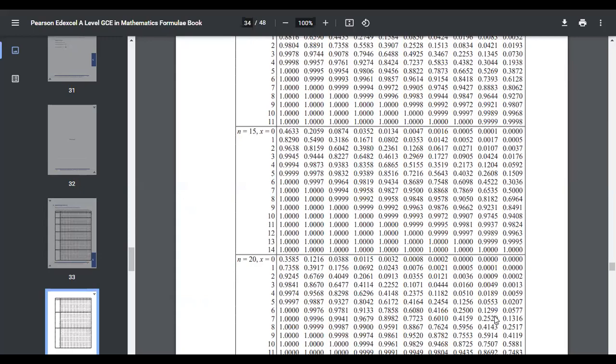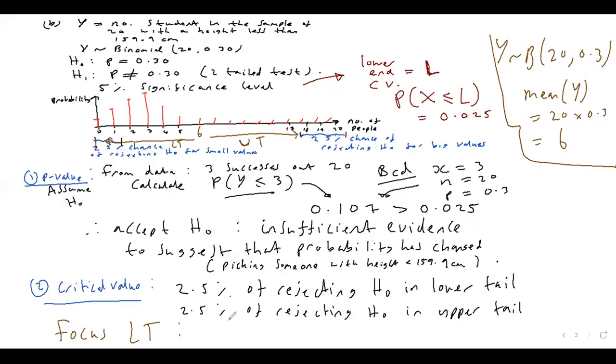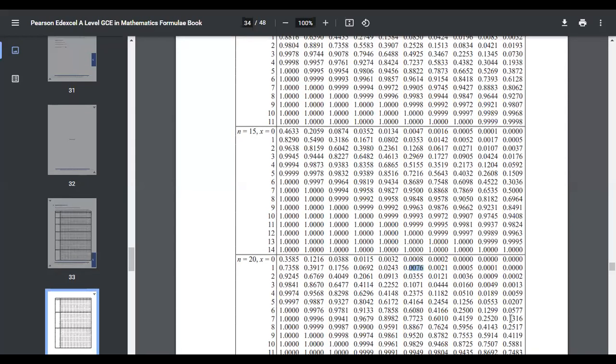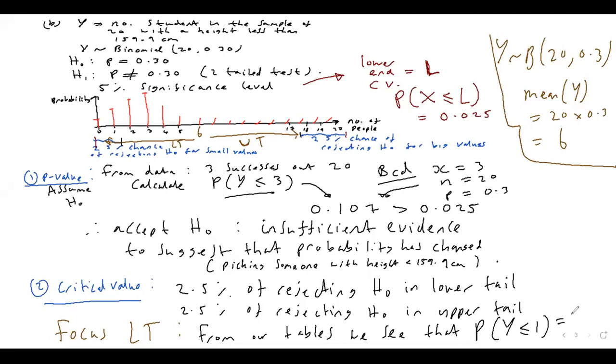Okay, so if we go back to the whiteboard, from our tables, if we're doing this critical region test, we see that the probability of getting, sorry, Y, I'm not using X, I'm using Y with this question. So the probability that Y is less than or equal to 1, from our tables, the probability that we get 1 success, was this one here. So 0.0076. Let's go back to our whiteboard.